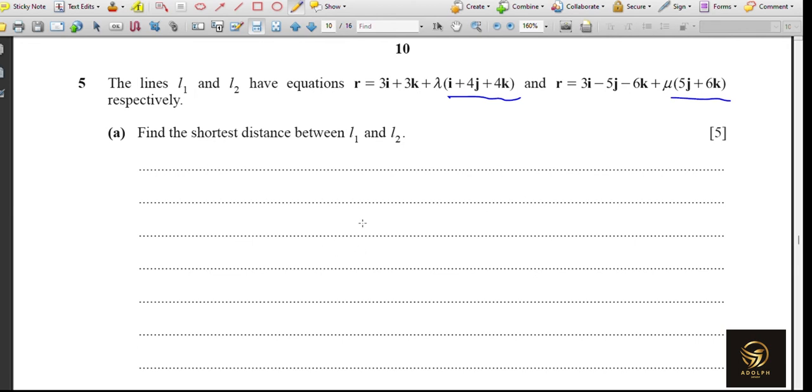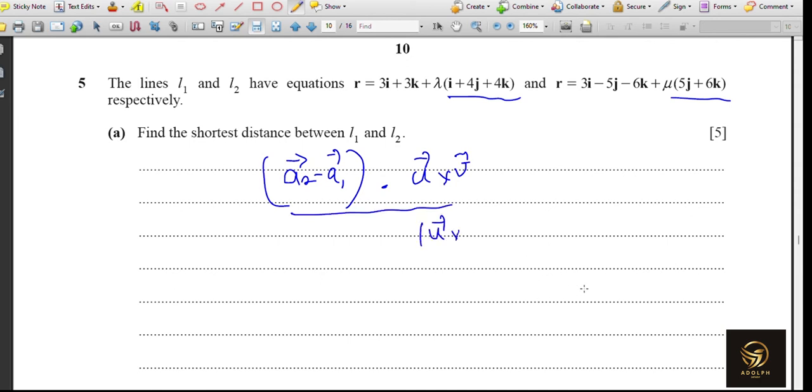What is the formula we have to use to find the shortest distance of skew lines? It's a2 minus a1, they are the points. If you subtract them, you will get a vector that has to be multiplied with u cross v. u and v are the two vectors, and the modulus of u cross v can also be put. So if you substitute the values in this formula, that is the shortest distance.